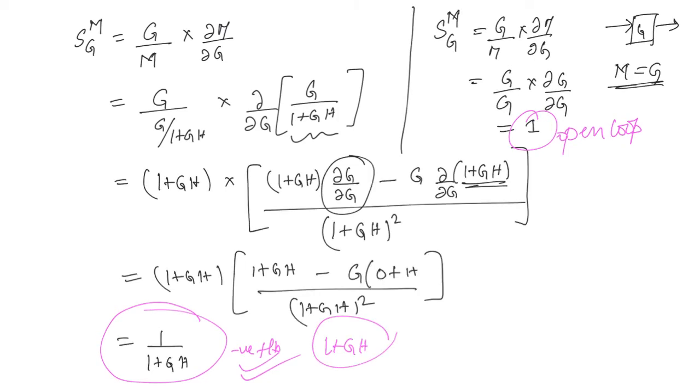So, which one is more desirable? We want the sensitivity to be lesser. Even if there are variations in parameters, we don't want those variations to reflect on the overall transfer function. So the sensitivity should be less. That means the negative feedback system is more preferable because its sensitivity to variations in parameters is lesser. This is the advantage of a negative feedback system.